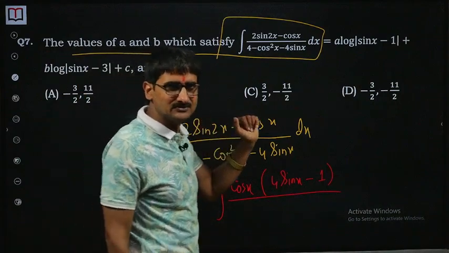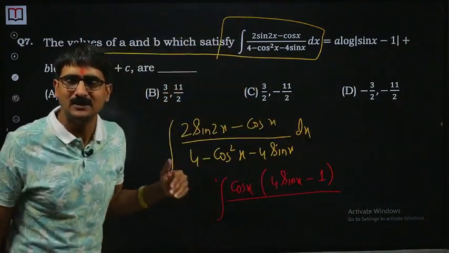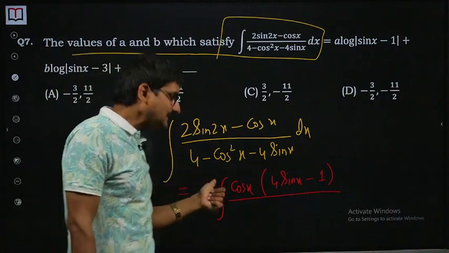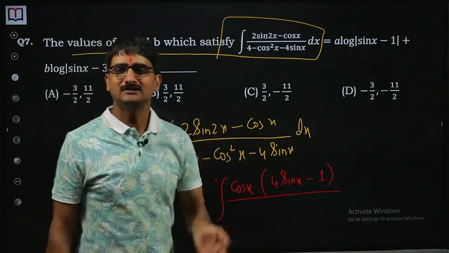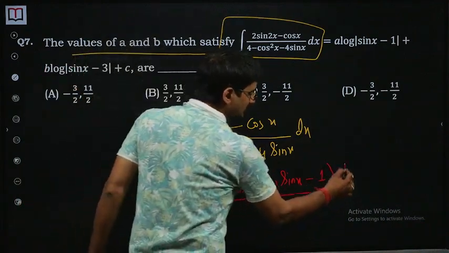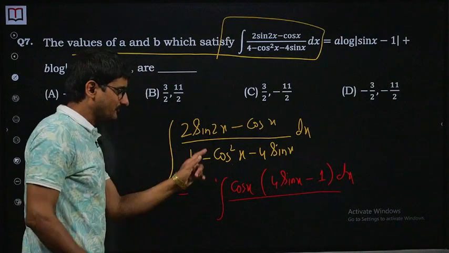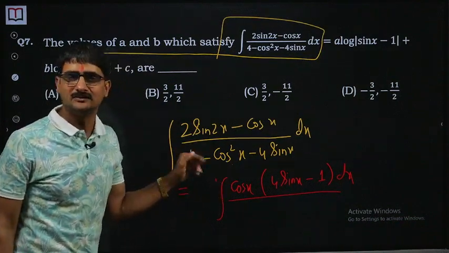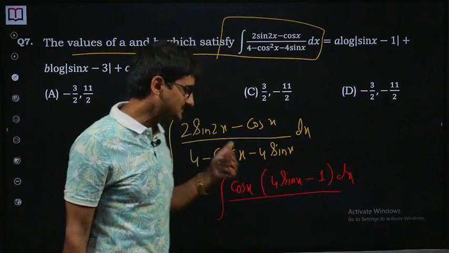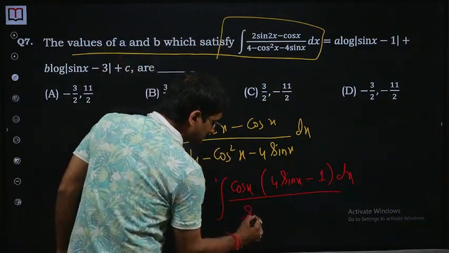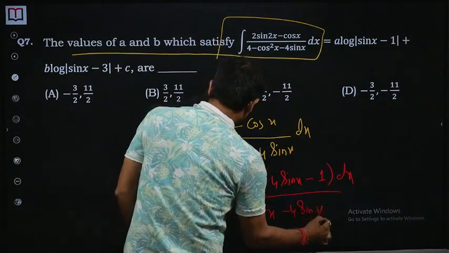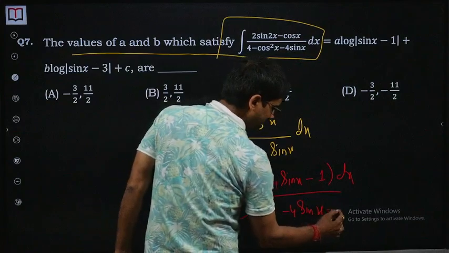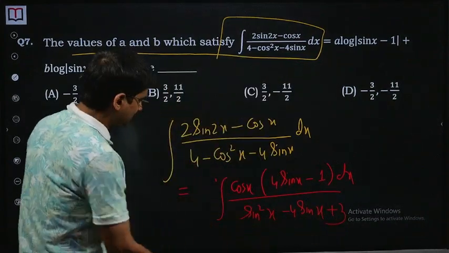I think you all must be understanding in which direction I am heading here. I am heading to the direction where I will be replacing sin x by t and then get everything in terms of t, because in that case cos x dx will be dt. So for that I need to rewrite cos square x in terms of sin square x. What will that be? It will be sin square x minus 4 sin x and then minus 1 plus 3. But that's done.